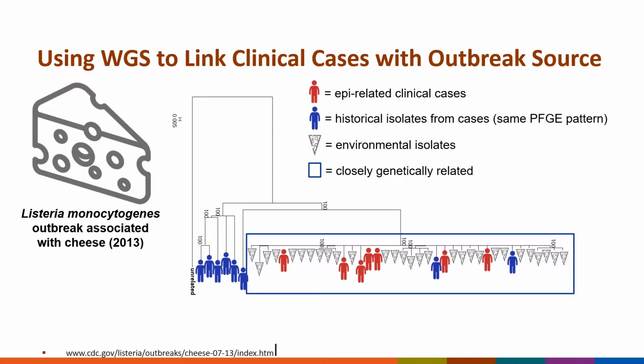With PFGE, it didn't provide the level of resolution we needed to correctly group together outbreak isolates with potential environmental sources. But when we were able to apply whole genome sequencing, we were able to closely link those epi-related clinical cases with the environmental samples, and then a couple of historical isolates as well. So we're able to better identify potential sources of outbreaks, and more rapidly. When we implemented whole genome sequencing as our primary method for detecting Listeria outbreaks, we were actually able to detect Listeria outbreaks with fewer cases because we were able to make those links sooner to identify what could be the cause of the outbreak. So it's been a really powerful technique for our PulseNet network. Next slide, please.